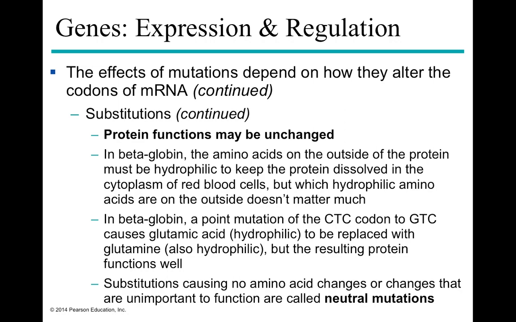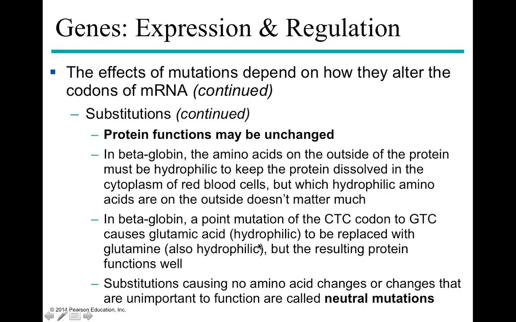However, depending on which amino acid is substituted for another, right, if they're similar, it might have a similar function. If they're completely dissimilar, we might have different functions. For example, beta globin, which is the example that we'll be using, I'll show you in a little bit, has multiple different mutations in this gene. But if we change it too much, we can change its structure entirely. The amino acids on the outside of the protein have to be hydrophilic. That means they have to be able to be dissolved in the cytoplasm of red blood cells. But which hydrophilic amino acid is on the outside doesn't matter. So if we have a substitution of hydrophilic for hydrophilic, then that's fine. The resulting protein is going to function just fine.